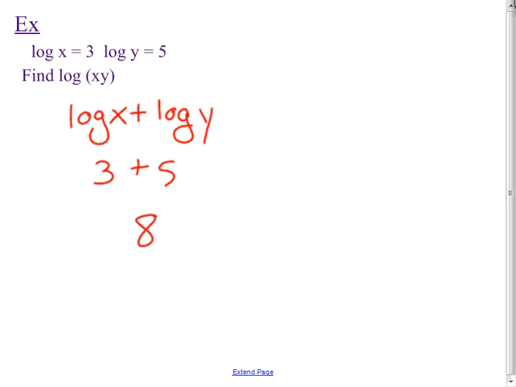Be careful, a common mistake is to multiply 3 and 5. Not a rule. Not a rule at all. I do not multiply 2 logs. I add 2 individual logs when I'm multiplying their arguments together.